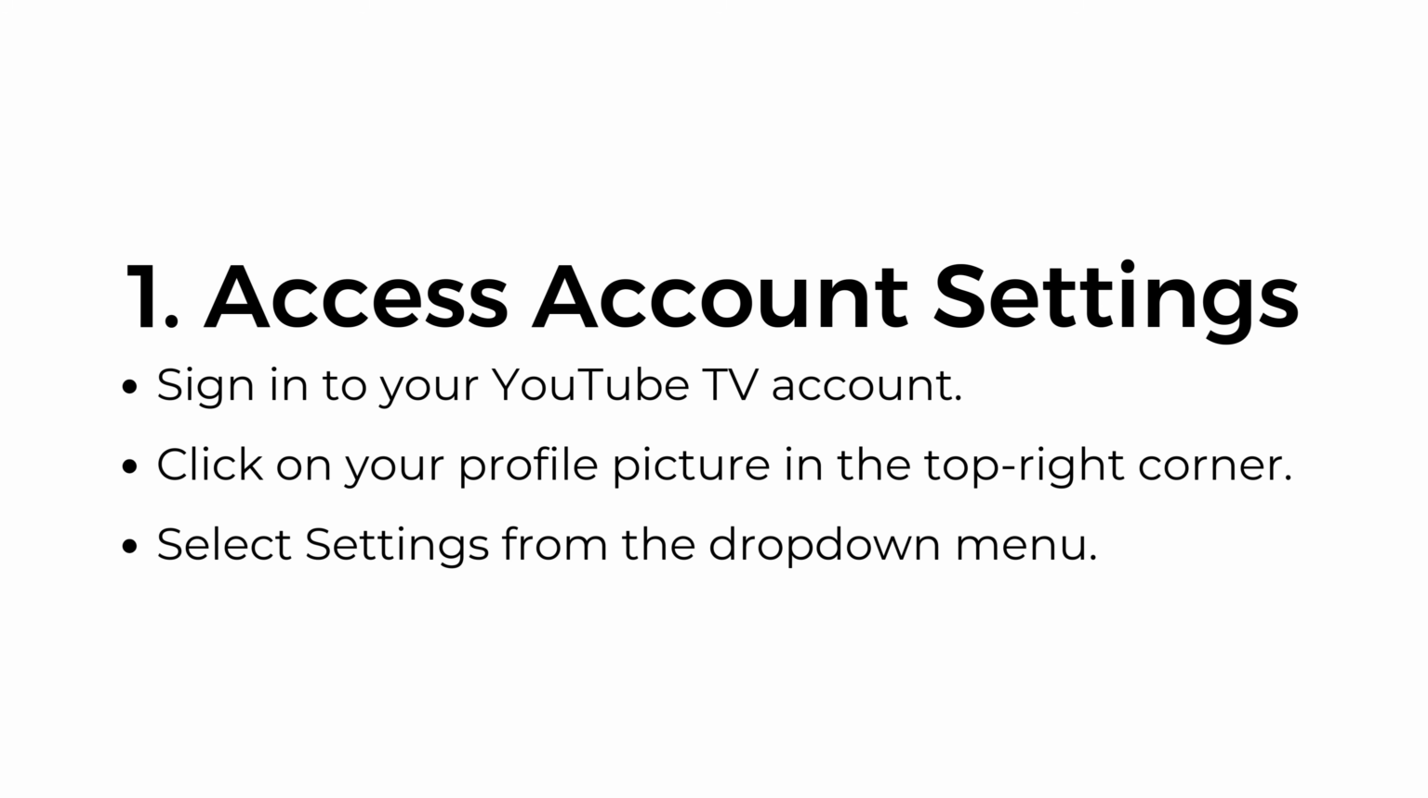Number 1. Access account settings. Sign in to your YouTube TV account. Click on your profile picture in the top right corner. Select Settings from the drop-down menu.